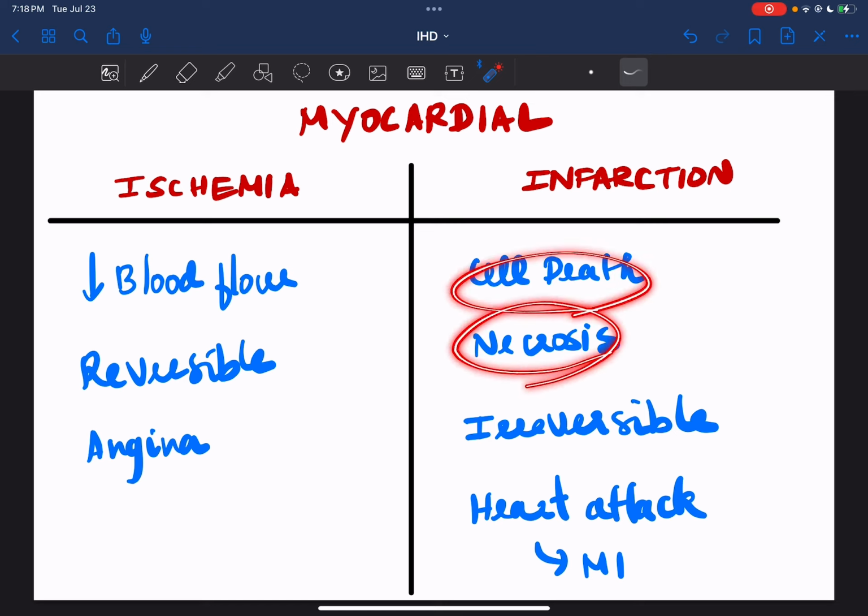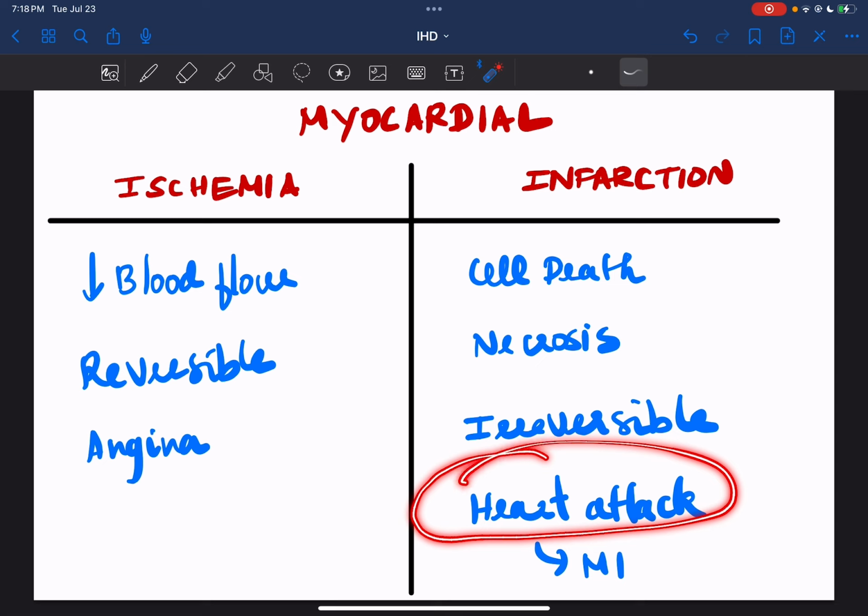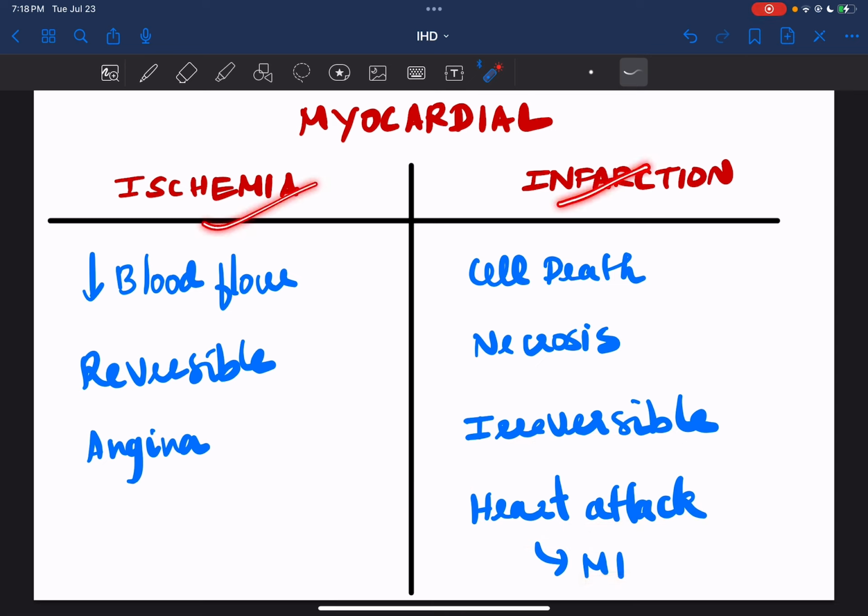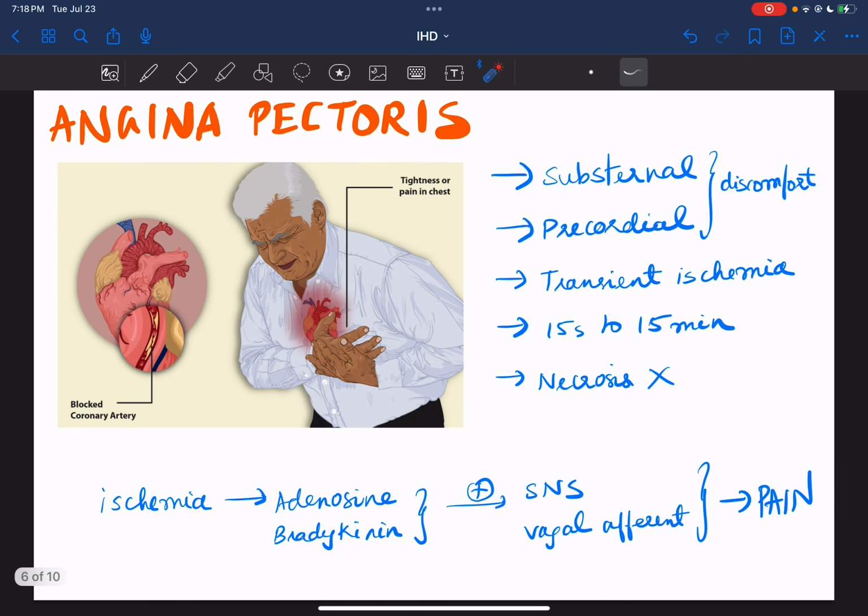So when there is cell death due to necrosis, and when it becomes irreversible due to some block, atherosclerosis, a plaque or a thrombus, it leads to infarction. First it leads to ischemia, and that leads to infarction if it's not reversible. Then that causes your heart attack, which is also called your myocardial infarction. It's very essential to understand the difference between these two.